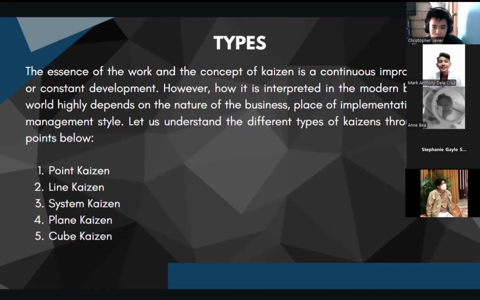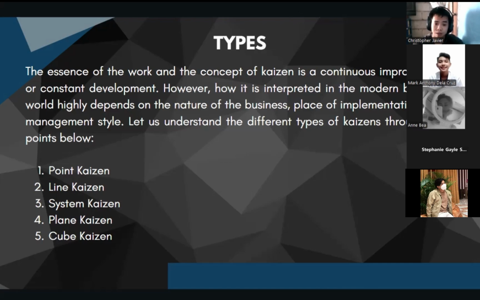The line Kaizen refers to the movement of communication upstream and downstream of an organization. Kaizen can be layered in multiple ways and extended within departments. The third one is System Kaizen. System Kaizen is an upper-level planning method implemented quickly. It is implemented to cater to system-level problems within the organization.